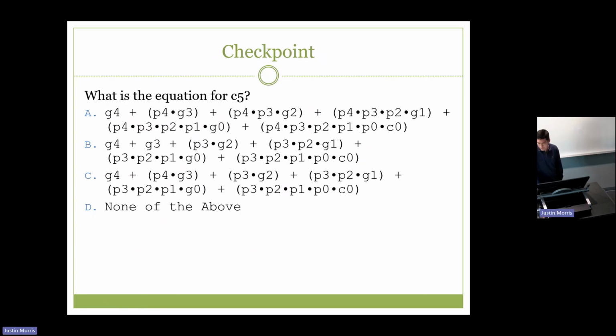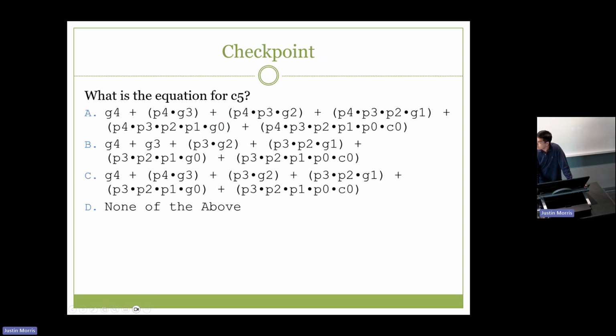Let's see if the answers change as much. Is anyone still thinking about this? All right, so we are well past the threshold on this one. And so we can go through this together, right?